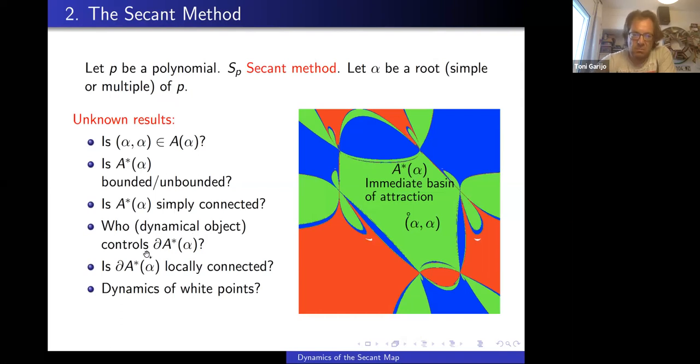And a little bit about the local domain connectivity and what the dynamics of these white points is. Also, we comment that here it seems that the boundaries are smooth, except at those corners where the map is not well defined, we would say.